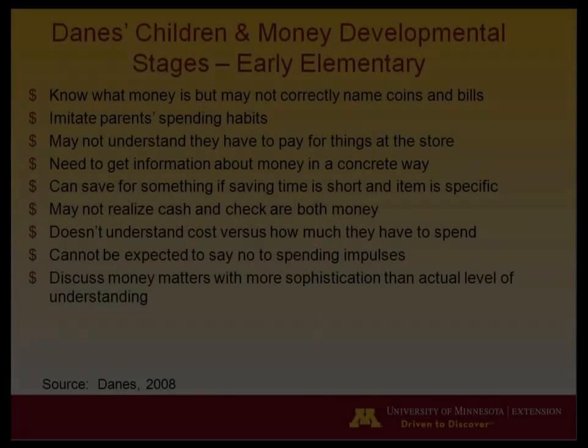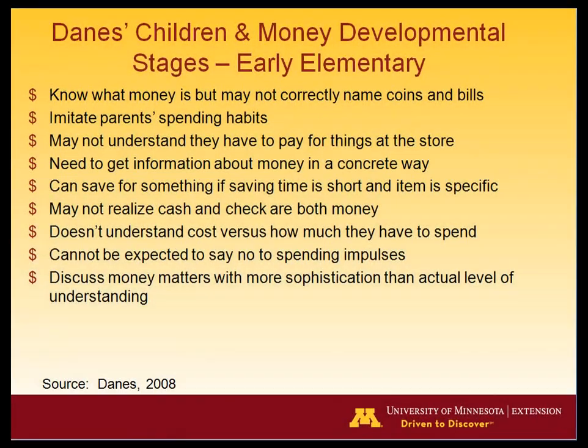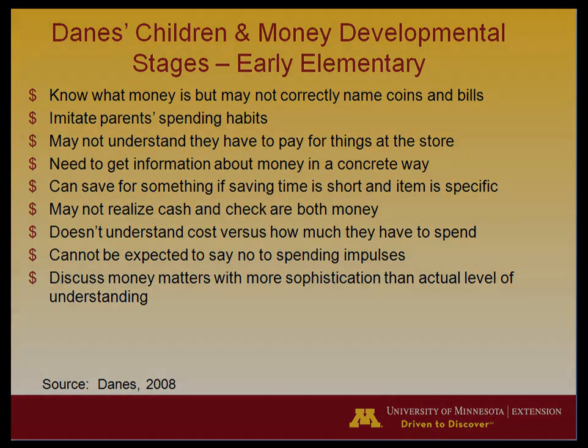When we look at early elementary, so maybe those ages 5 to 8, again, they are building upon what they know. They're still imitating their parents. They are able to save for something if the saving time is short and the item is specific. And young people at this age are actually pretty good about talking about money, but they don't always have the understanding that goes with that.